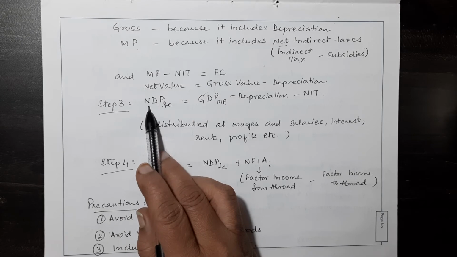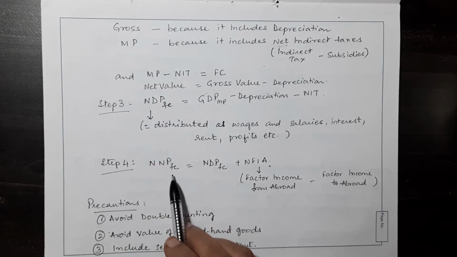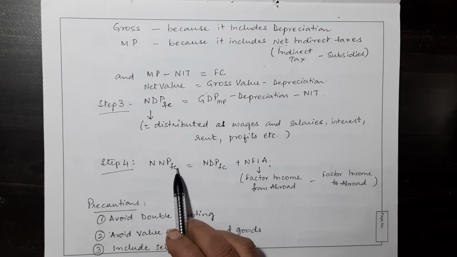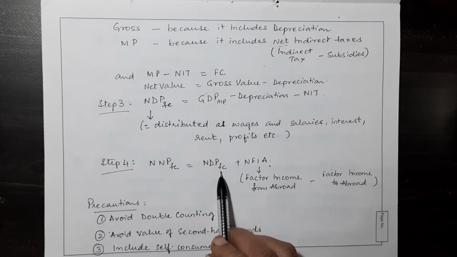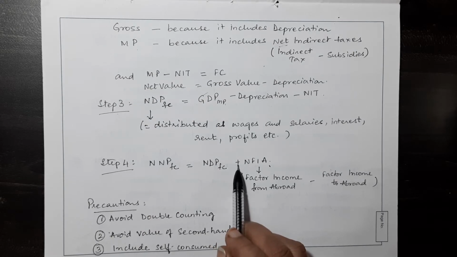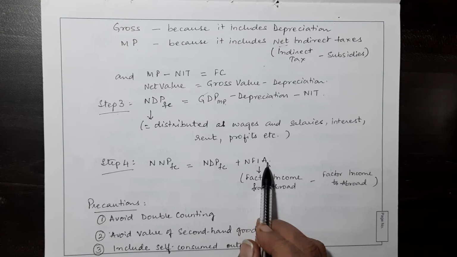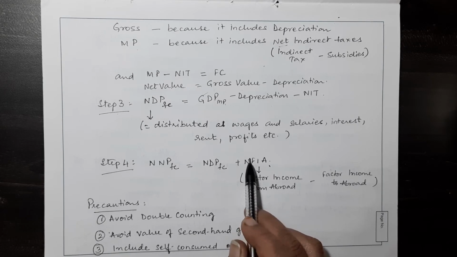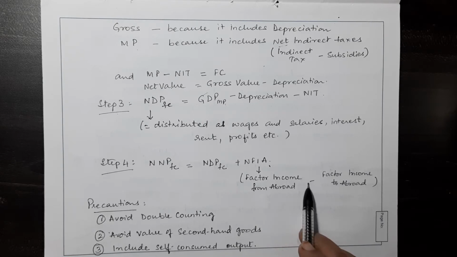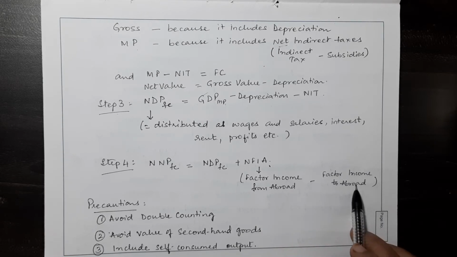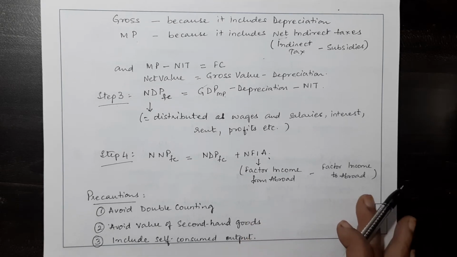Now step number 4. After learning what is net domestic product at factor cost, we have to find out the national income, which is net national product at factor cost, which is equal to the net domestic product at factor cost that we found just now, plus what we earn from outside, that is net factor income from abroad. Why is it called net factor income? Because it is a difference of the factor income earned from abroad minus the factor income to abroad. That is why it is the net factor income from abroad.